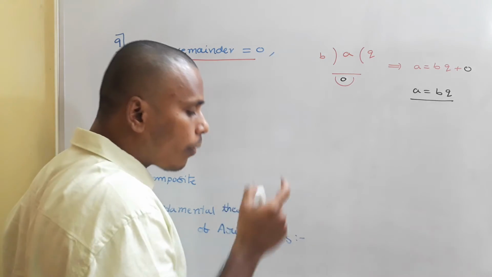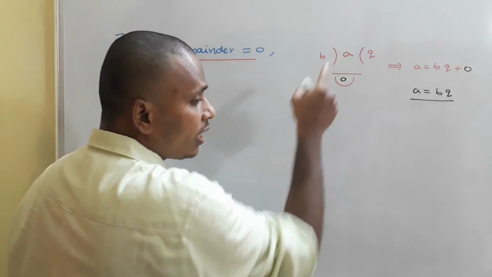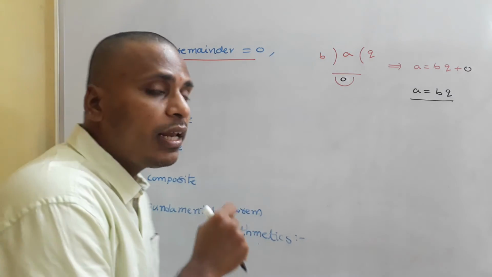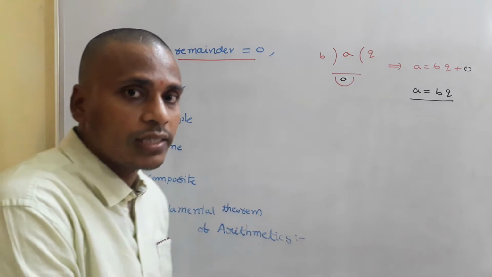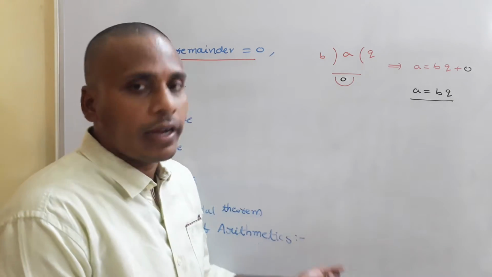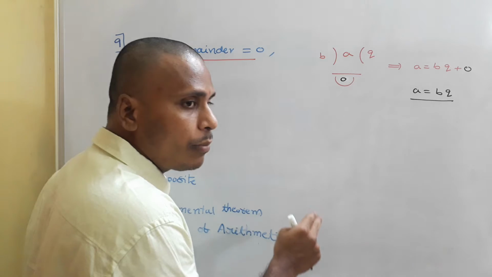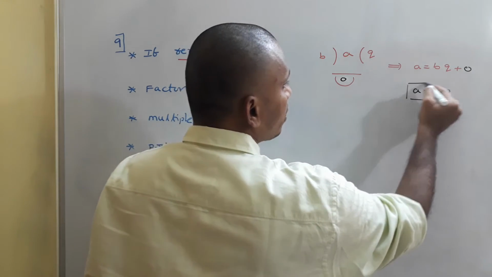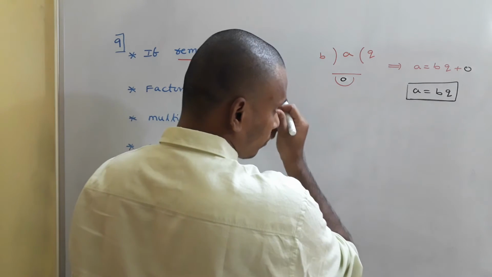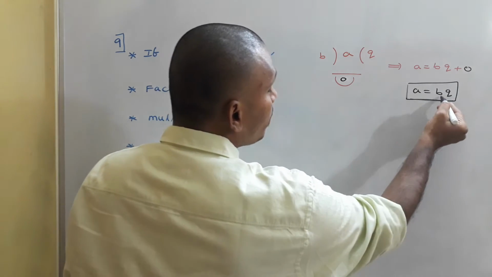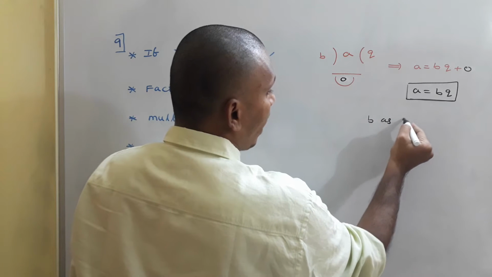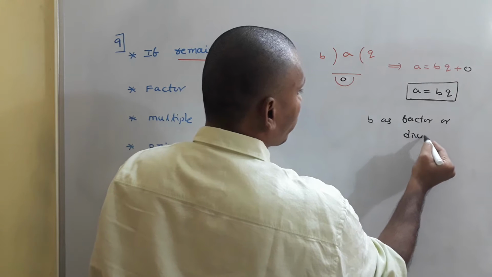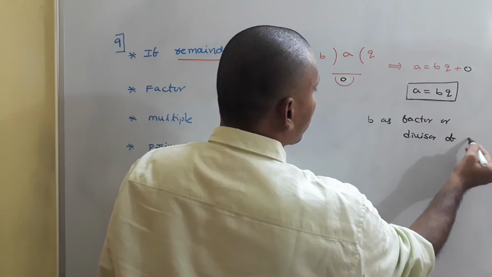You need to memorize this terminology. A is divisible by B, as well as B divides A. In the sense, B is the divisor, A is the dividend and 0 is the remainder. So A is divisible by B, B divides A, and from this A equals BQ, we say that B is a factor or divisor of A.